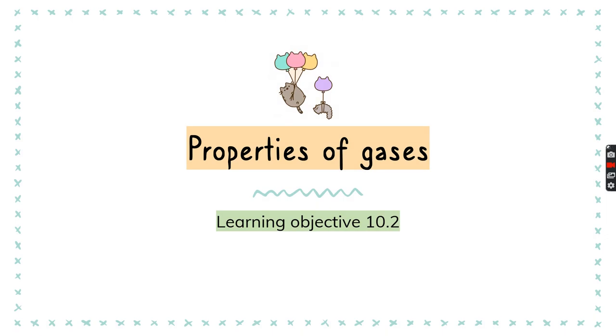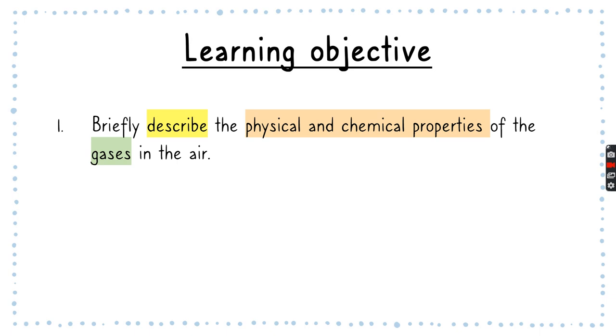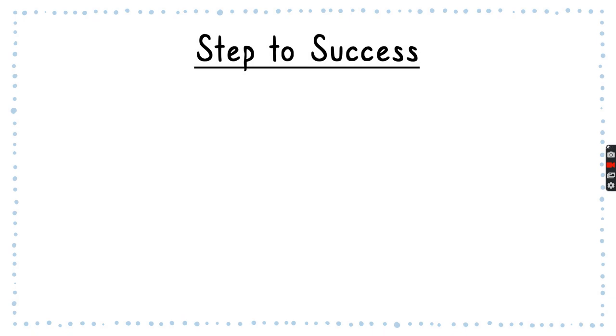Let's now move on to properties of gases. So what do we mean by property? Property here means a characteristic of something. So these are our learning objectives of the day. Briefly describe the physical and chemical properties of gases in the air, and also list out their main uses.